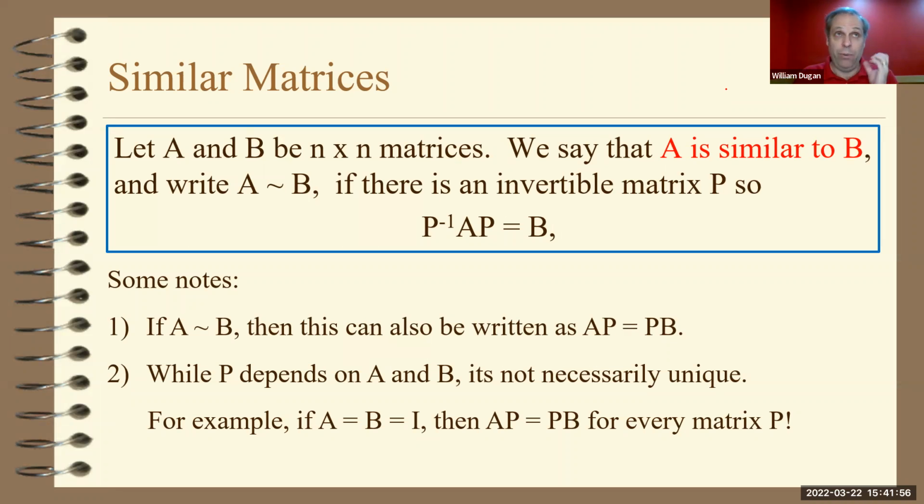Also, if you have A and B, certainly P depends upon them. Once you give me A and B, P depends upon those things. But P is not unique. For a given choice of matrix A and matrix B, there could be lots of matrices P that verify the similarity equation. For example, if A and B are both the identity matrix, then P could be anything, because A times P would just be P, and P times B would also just be P. So P could be any matrix you like, as long as it's invertible.